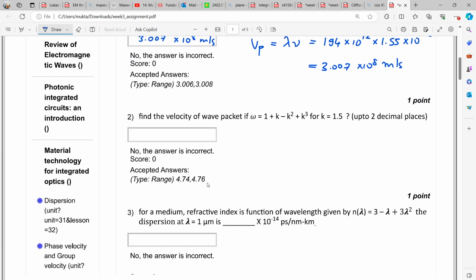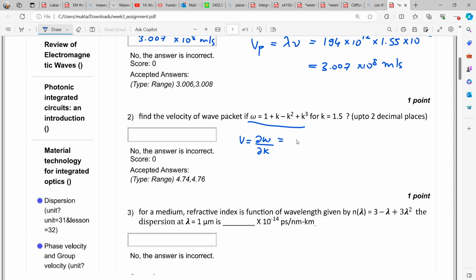Next question. Find the velocity of wave packet if omega is so much, for k equal to 1.5. Okay. So they have given omega as a function of k, and they are asking us the velocity of the wave packet. So we know that velocity of wave packet is del omega by del k, right? From here we have to get the velocity. So we need to differentiate omega with respect to k.